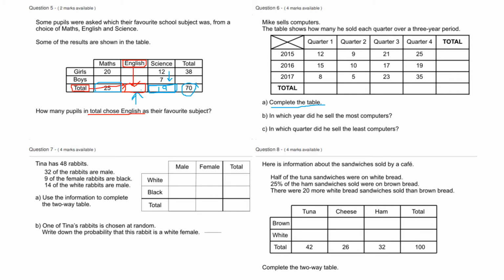So all you've got to do is add along each row and write it down for your total. So do that for every row and do the same for every column.